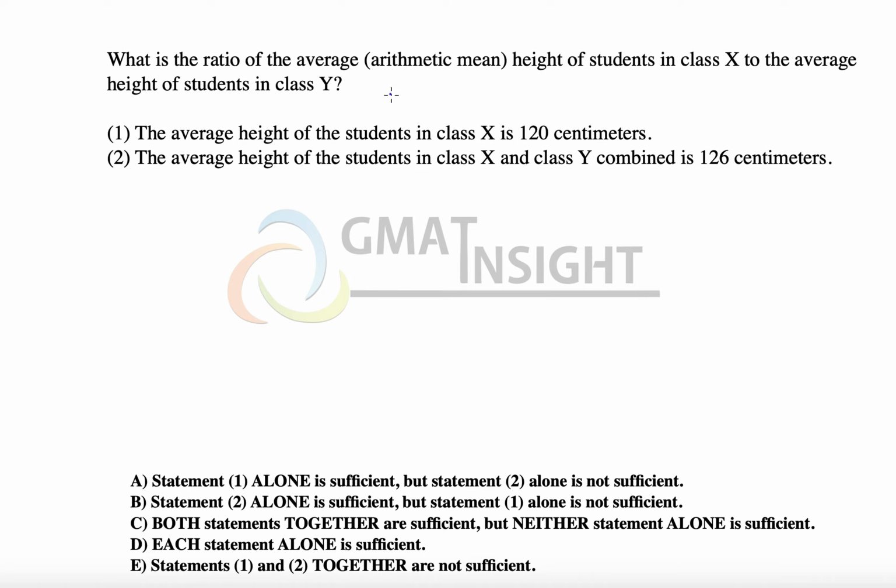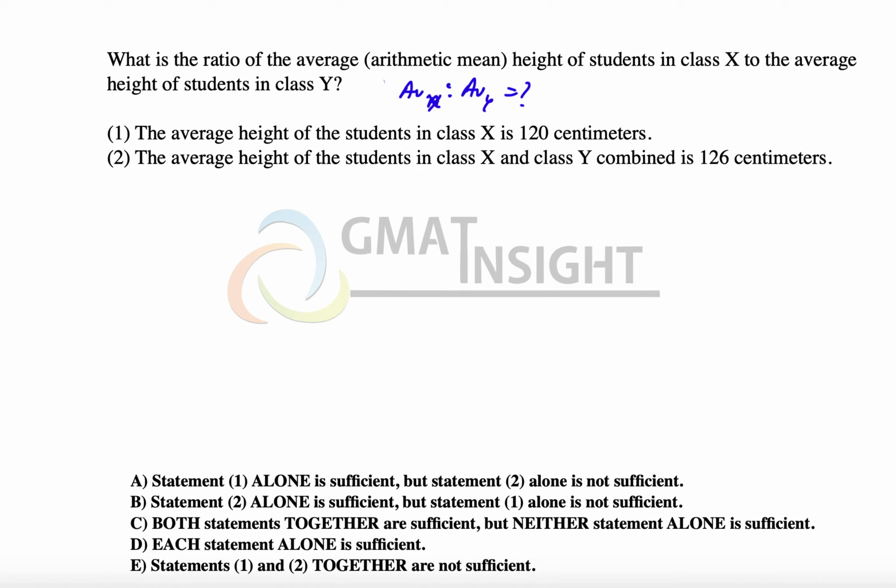But here, let's not get into the nitty-gritty before we read the statements. The question is the average of X. Okay, we have to find out the average of X divided by the average of Y. That's the question mark. Now, let's check the first statement.